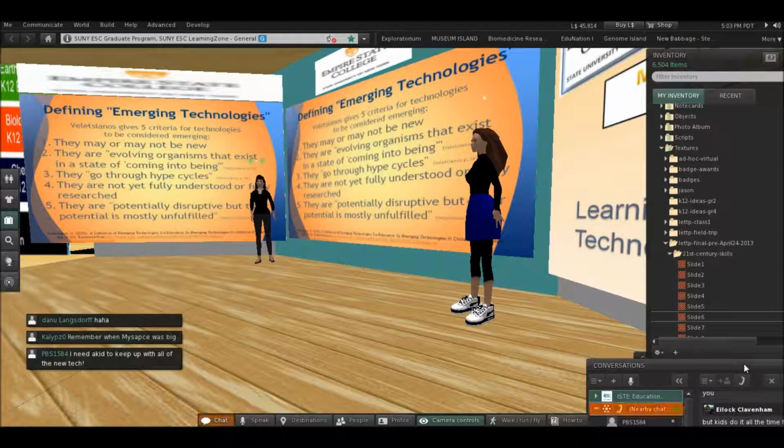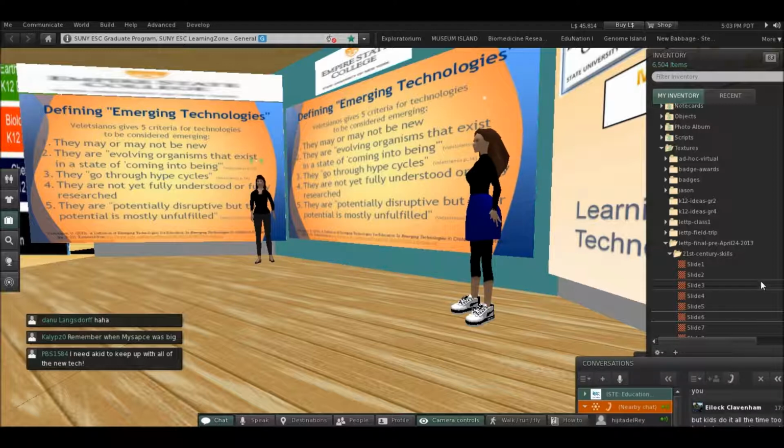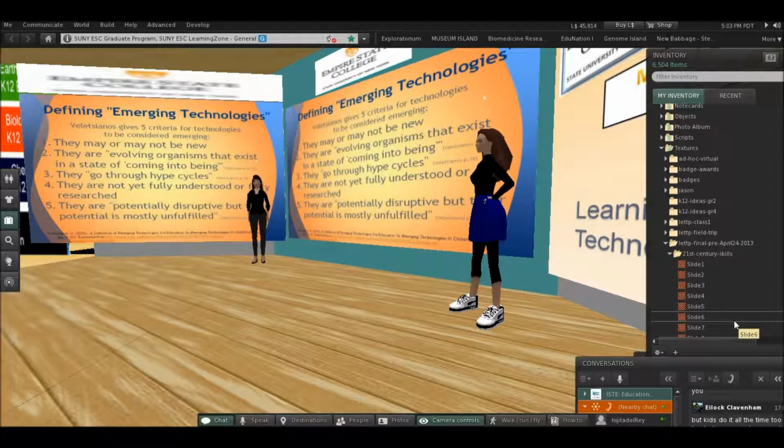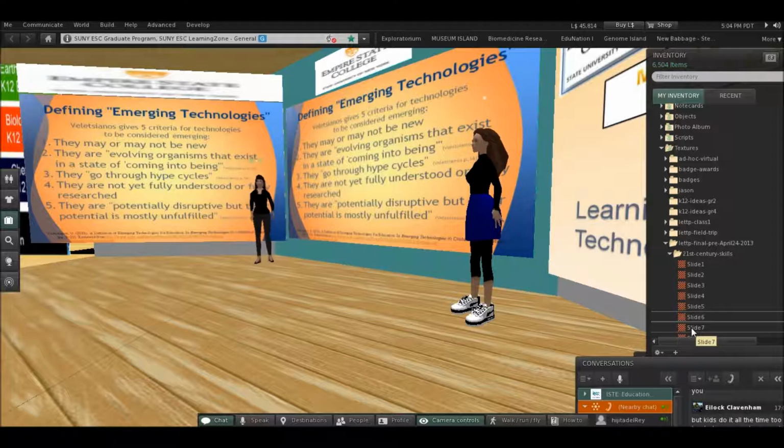I think this one is important because what we're doing now is starting to understand them and starting to research them, and it's incredibly important for the future of education, especially what we're talking about right here in this emerging technologies. We don't yet have all the answers, and we don't yet fully know how to use all of these technologies, but we're going to continue to evolve in the way that we use them, just as they are evolving at the same time. And then the last one here, they are potentially disruptive, but their potential is mostly unfulfilled.